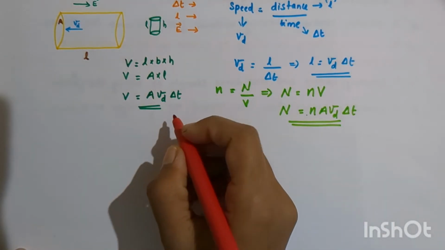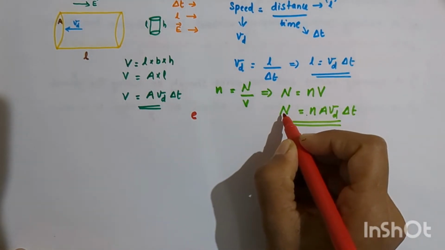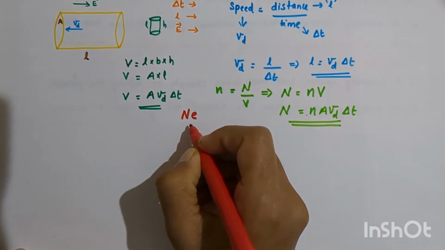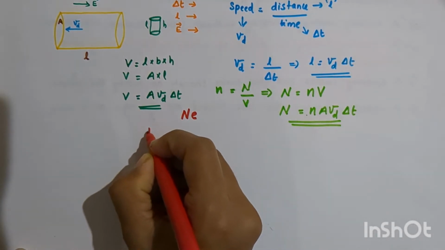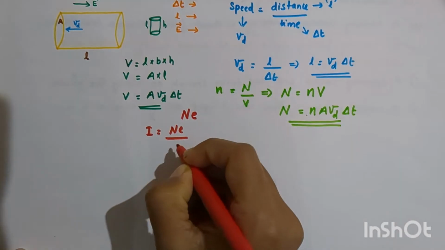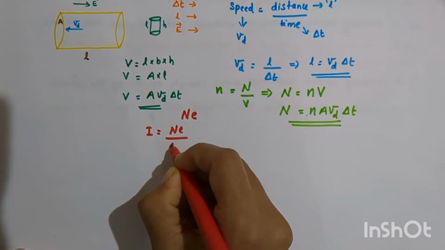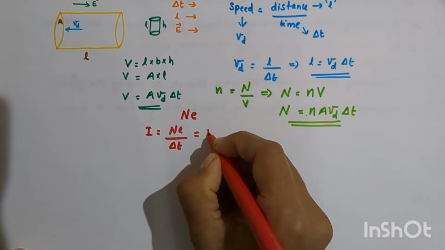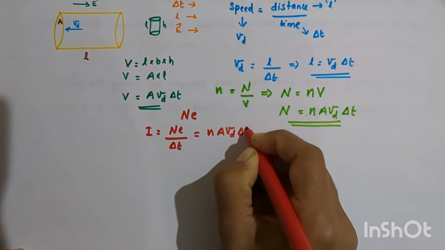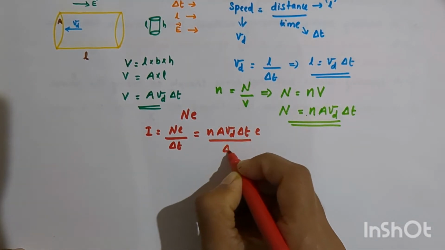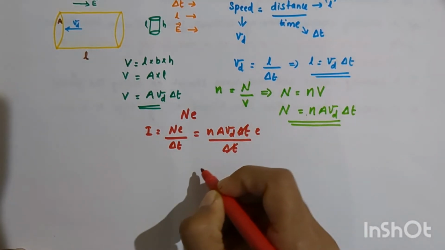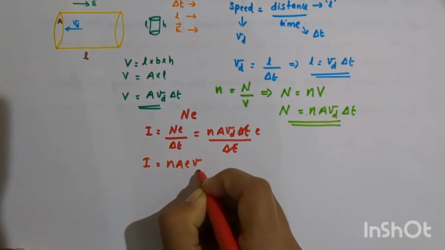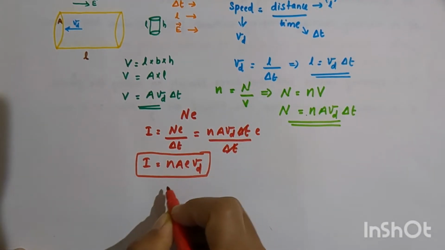Now, let us consider the charge of one electron as e. If there are capital N number of electrons, then the total charge will be N into e. Now, the current I can be written as charge Ne divided by time taken. What is time taken here? Delta t. So I am going to substitute this N as n A Vd delta t into e divided by delta t. Delta t cancelled, so you can write the current I as n A e Vd. So this is the expression for the current I.